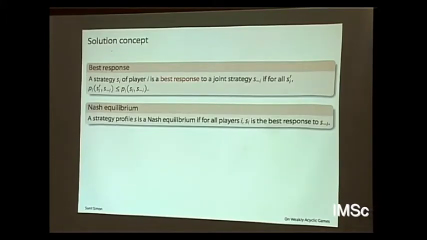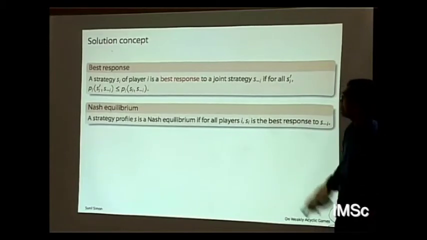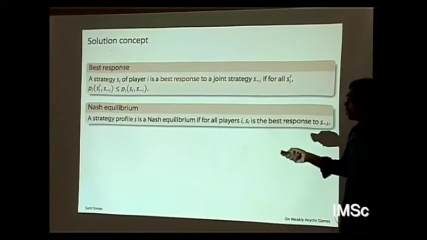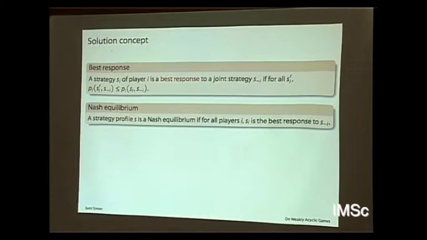A strategy Si for player i is a best response to the joint strategy of the other players, S minus i, if for all Si prime, you have the following condition. Suppose player i switches from Si to Si prime. The payoff that player i gets is at most what he was getting earlier. Then you say that Si is a best response. Now, Nash equilibrium is one of the most fundamental solution concepts in game theory. It's a strategy profile where every player is playing its best response. So these are standard definitions.